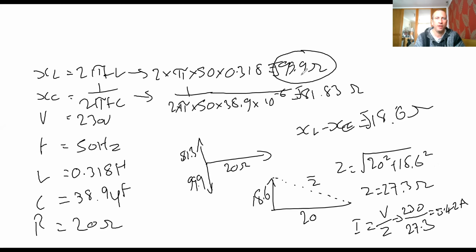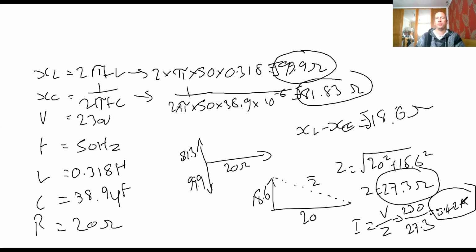So if you look at the question again, it asked us for XL, which we worked out at the beginning, there. Asked us for XC, which we worked out there. Asked us for Z, which we calculated here. Asked us for the current, which we worked out there. Okay, so that's our 4 answers.